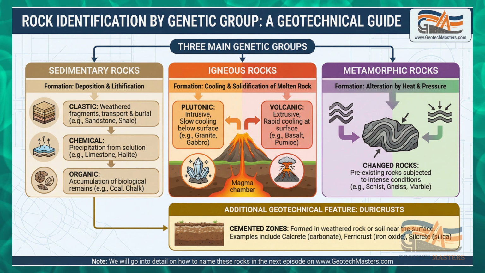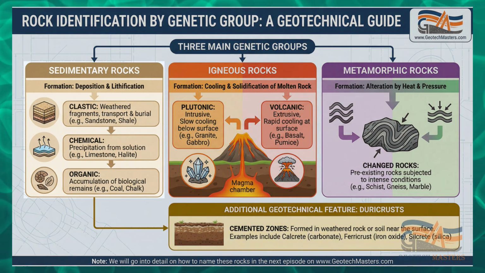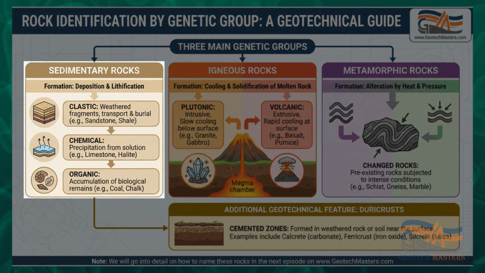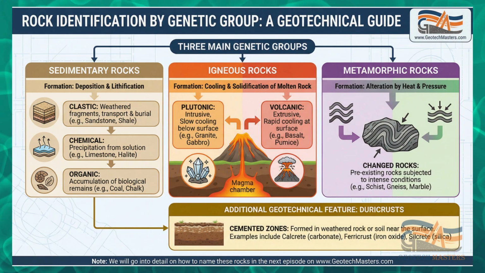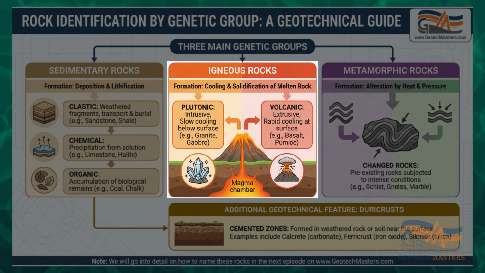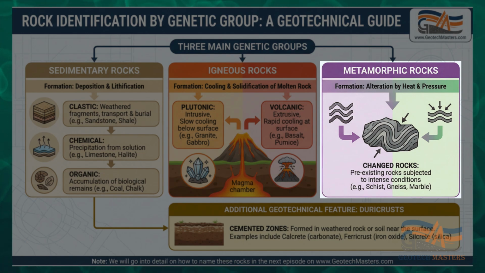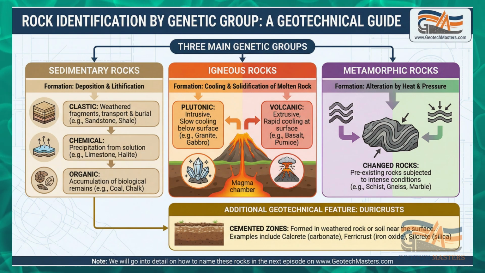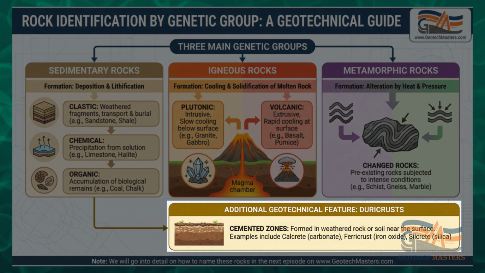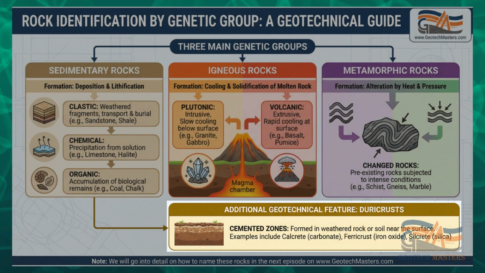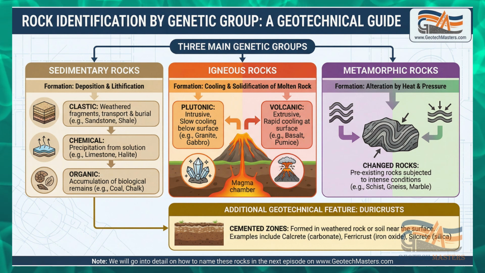The standard also guides us on how to identify rock types based on their genetic group. We have three main groups. First are sedimentary rocks, which can be clastic, chemical, or organic. Second are igneous rocks. These are formed from molten rock and can be plutonic or volcanic. Third are metamorphic rocks. These have been changed by heat and pressure. The standard also mentions duricrusts, which are cemented zones in weathered rock or soil. We will go into detail on how to name these rocks in the next episode.